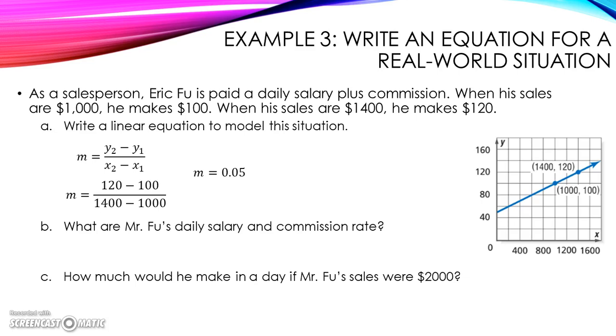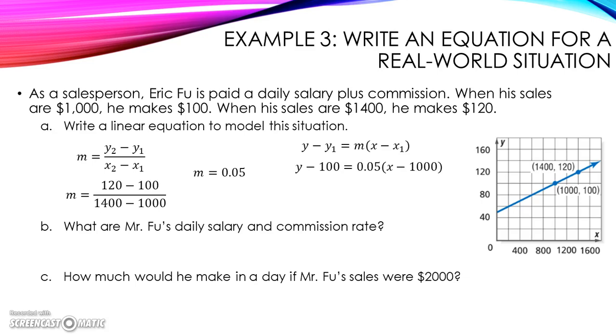Then, what are Mr. Fu's daily salary and commission rate? So we're going to use point-slope form here, and we're going to pick one of the points. We're going to pick that first one, (1,000, 100). So we substitute into point-slope form: y minus 100 equals 0.05 times the quantity x minus 1,000.